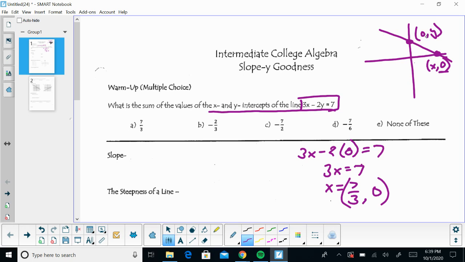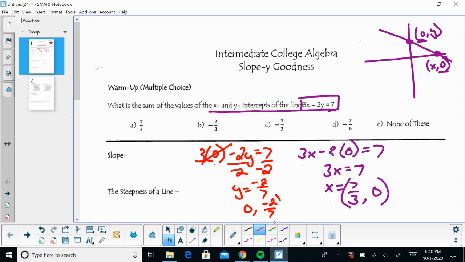Now to find the y-intercept, I'm going to plug 0 in for x. Let's change our color and plug 0 in for x. So 3 times 0 minus 2y equals 7. 3 times 0 is 0. Divide by negative 2. Y equals negative 2/7. And we could write that (0, negative 2/7). That would be the y-intercept.